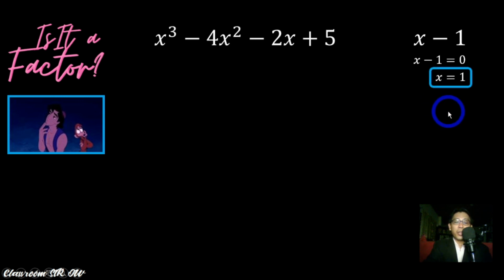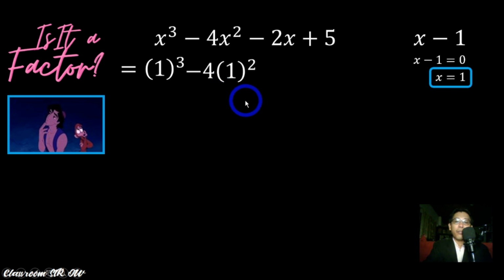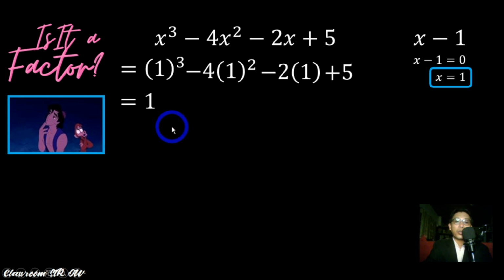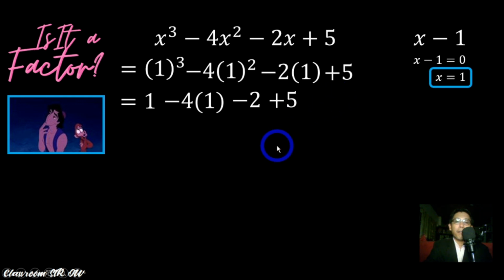And what we are going to do with this value of x, which is 1, is replace x in the given polynomial function. So let's start with x cubed. So we have 1 to the power of 3. We will replace also x in our quadratic term. So we have negative 4 times 1 raised to the power of 2. Then we will replace x in negative 2x, so negative 2 times 1. And we copy positive 5.